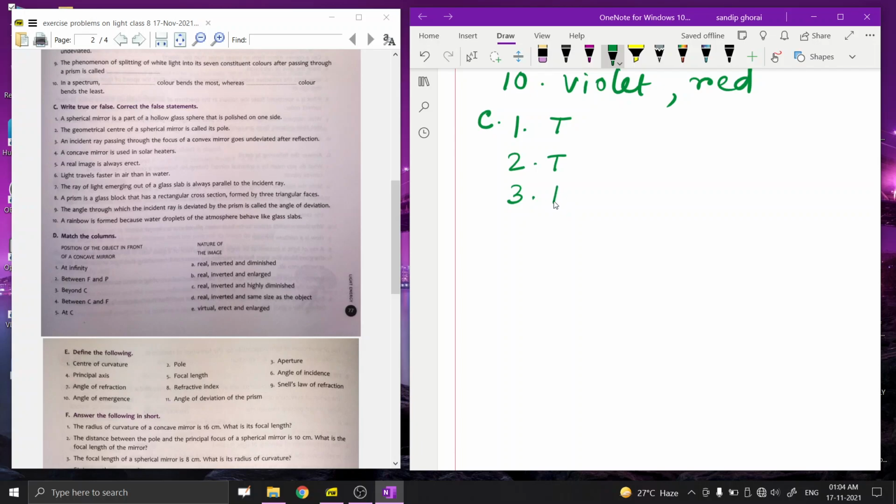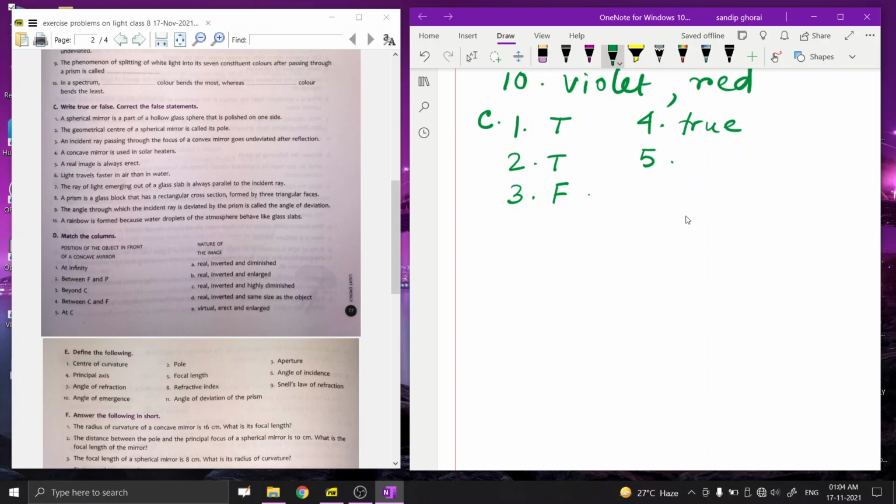Actually, this is false. Why? Because an incident ray passing through the focus of a convex mirror actually diverges, so it does not go undeviated after reflection. So this is false. Now question number 4: a concave mirror is used in solar heaters. This is true.